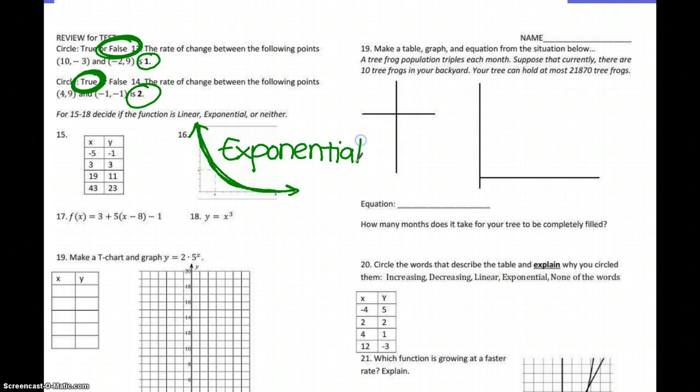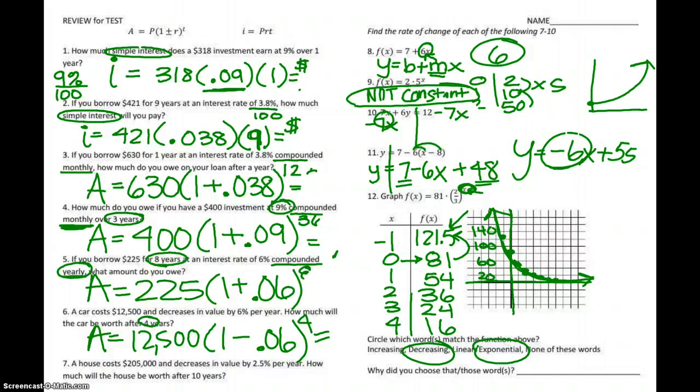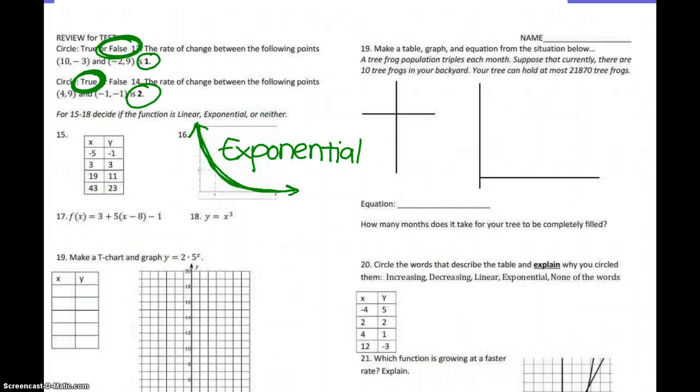And we have graphed curves just like that. You did a curve just like that on this last page right here. Number 12 was that same exact curve. And now we see it again.